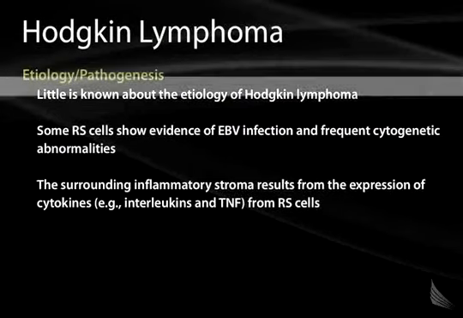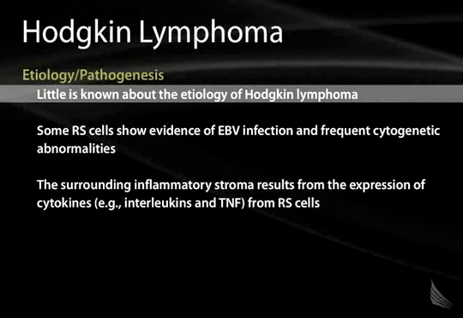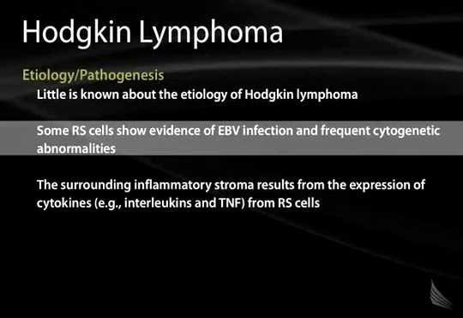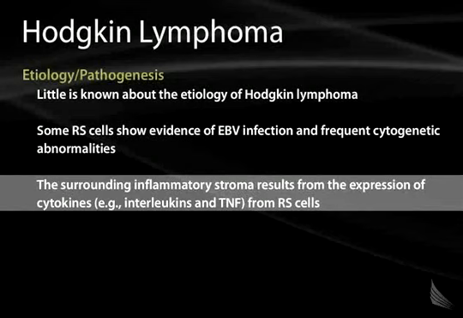So the pathogenesis of Hodgkin's lymphoma is not very well fleshed out. There is evidence of EBV infection in the Reed-Sternberg cells, and there are other cytogenetic abnormalities that are predisposing to Hodgkin's lymphoma. The surrounding cells around these Reed-Sternberg cells result from the expression of cytokines, specifically TNF and some of the interleukins, that are produced by the Reed-Sternberg cells.